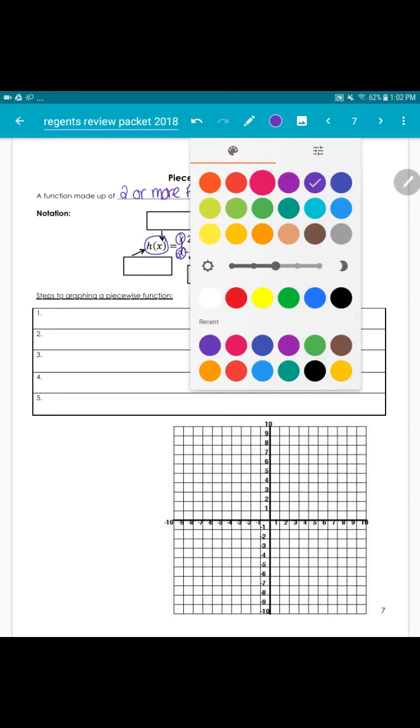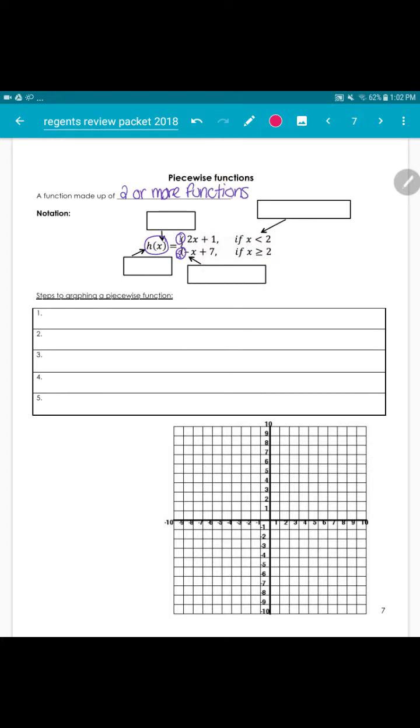Okay, so this h of x represents the name of the function, and the x itself is our input values. The equations represent the rules, and over here, these are our domains. That tells us what x values we're going to use. Okay, so steps to doing this.